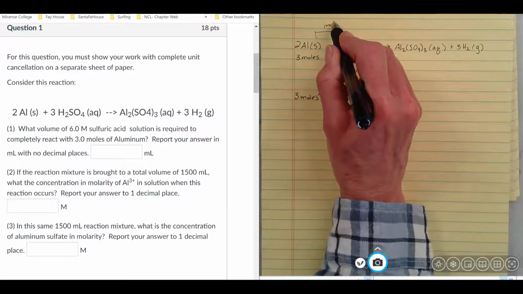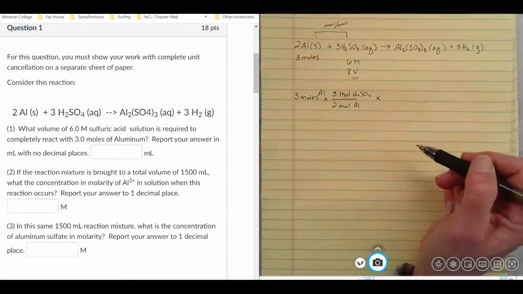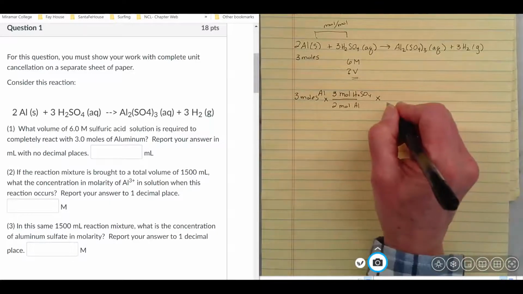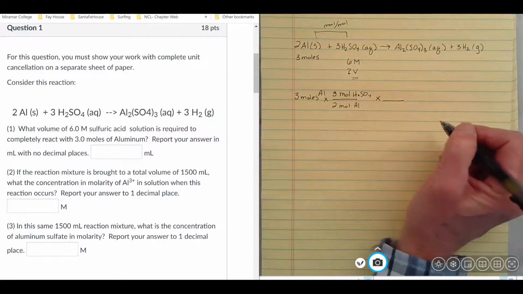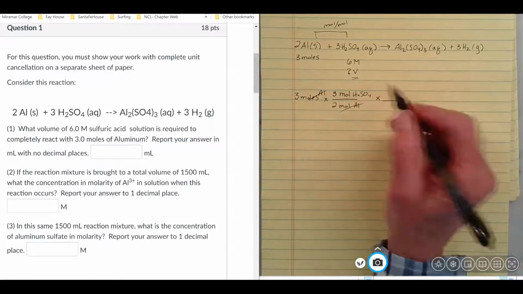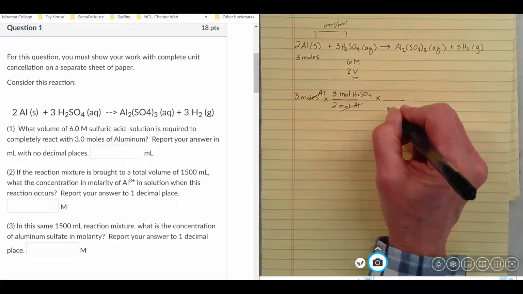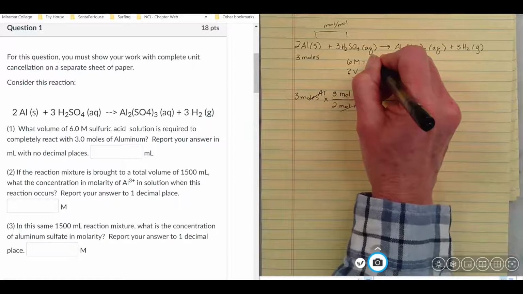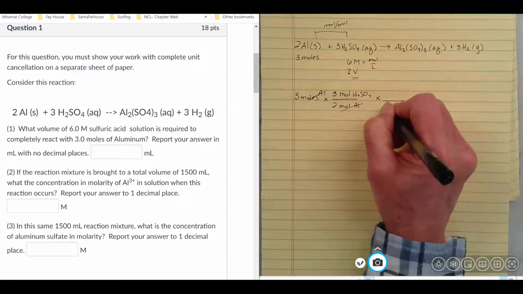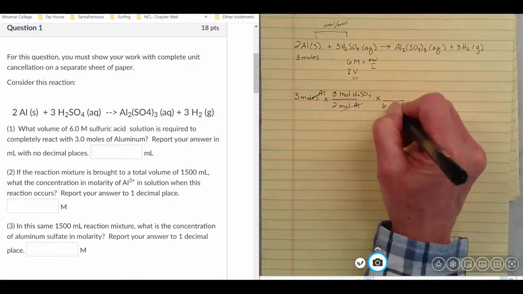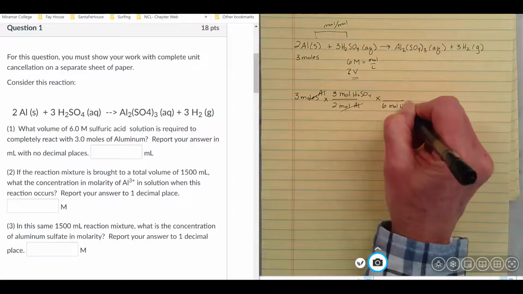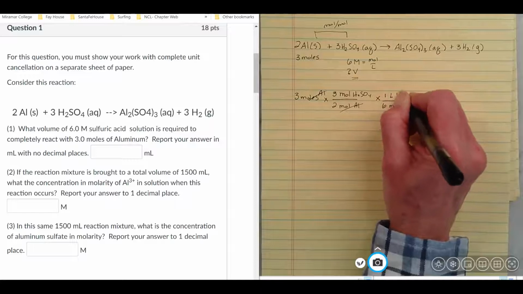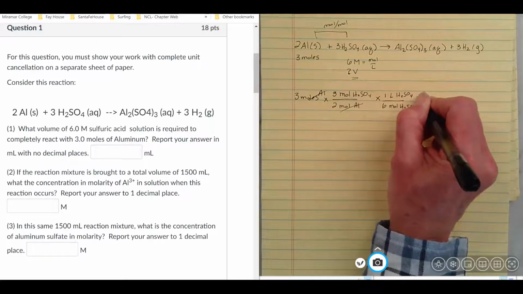Remember, when we change species in a reaction, we have to be in mole ratio. So if I give you the moles, there's no need to use the mass. So now I have canceled the moles of aluminum. We are in moles of sulfuric acid. And remember that big M molarity is moles over liters. So using the concentration, it is 6 moles of sulfuric acid per liter of sulfuric acid.